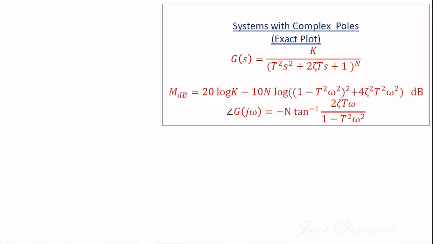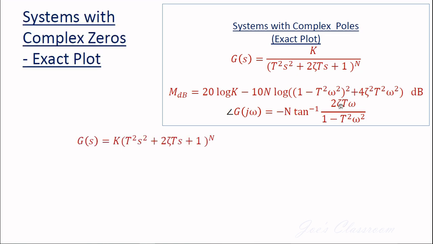So having understood the systems with complex poles, it is time to understand the systems with complex zeros. For complex poles, these are the two expressions which represent the exact plot of the magnitude and the phase plot. And in the same way, if I take a similar system with complex zeros, then this term in the denominator goes to the numerator. And this is what is going to be the transfer function of such systems.